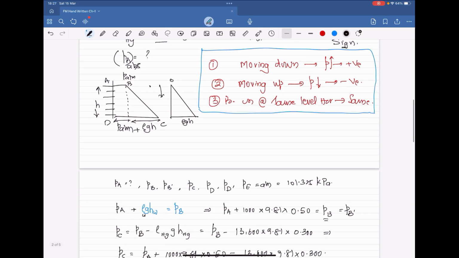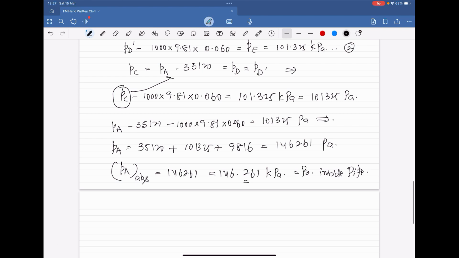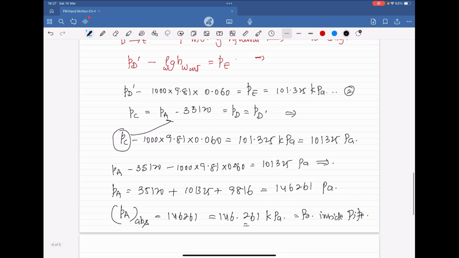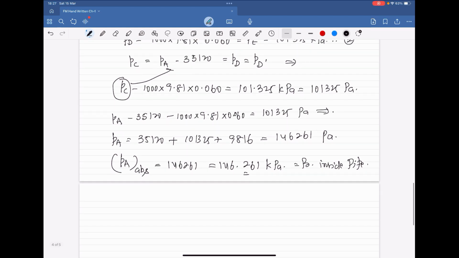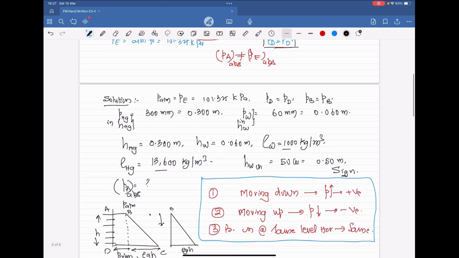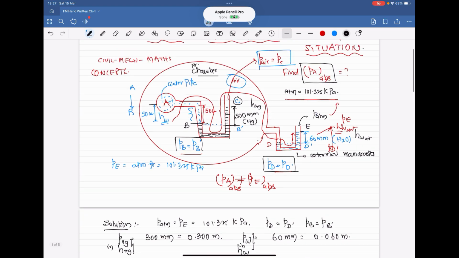Now you please try to understand the concepts. Because whatever pressures we have taken here, PC and PD, they are absolute values. Hence, PA absolute is equal to 146.261 kPa. Now, you please try to understand the concept here.